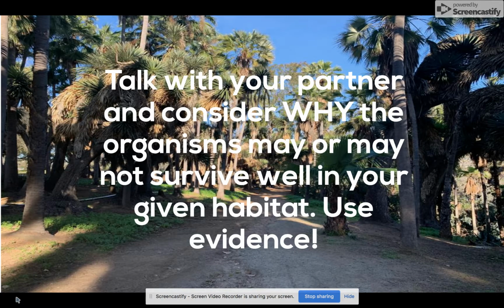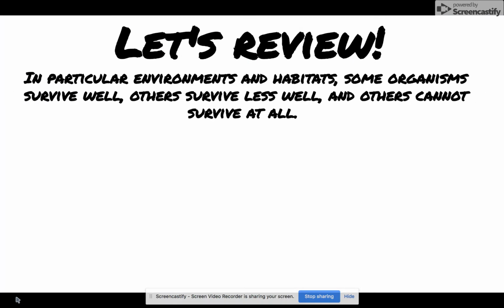Okay, scientists, now that you have your argument, I'd like for you to consider why the organism may or may not survive well in the given habitat. Please use evidence. That means you might do research on that organism's adaptations and needs to see if the habitat suits that. Okay, great job, scientists.